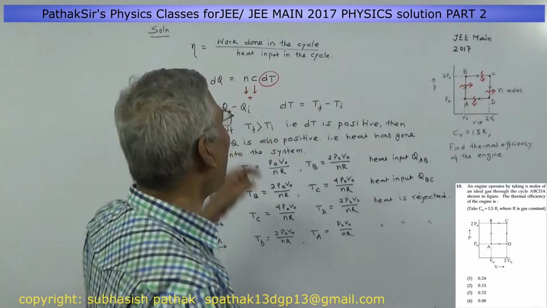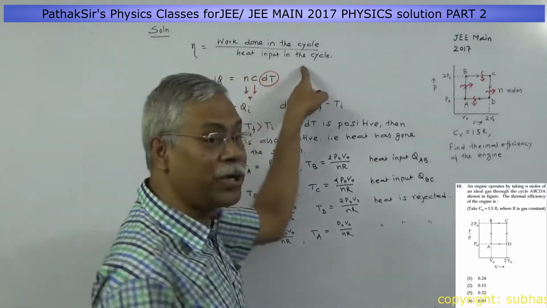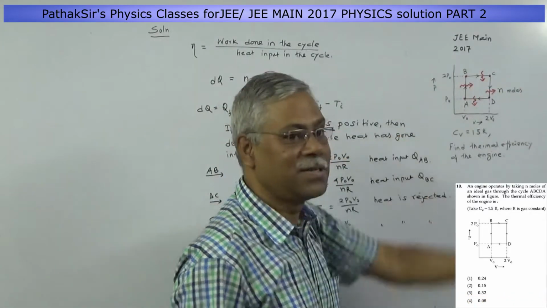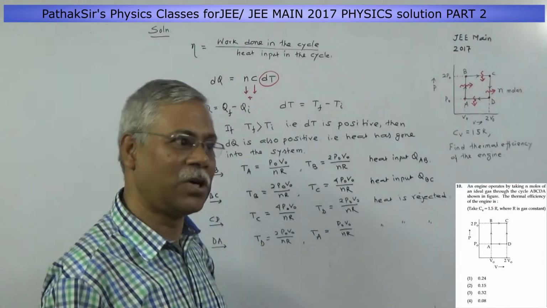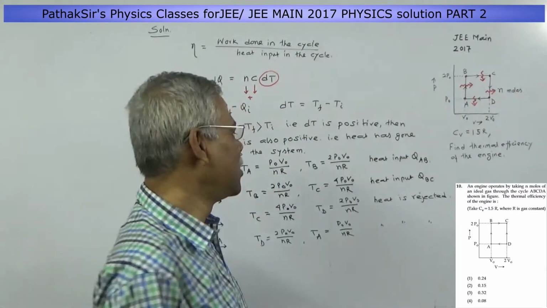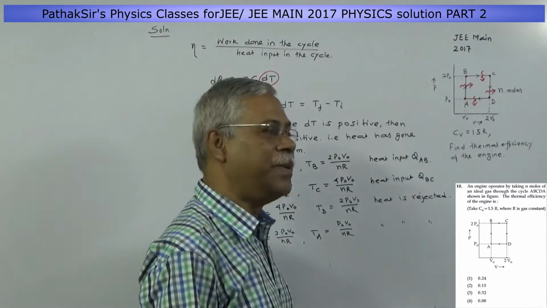Okay. So what will you put in the place of heat input in the cycle? Obviously, QAB plus QBC. And total work equal to area, because this is a cyclic process. Okay. So let us now calculate QAB and QBC.